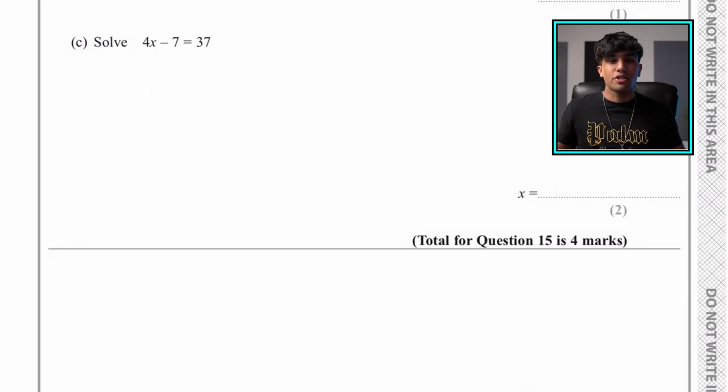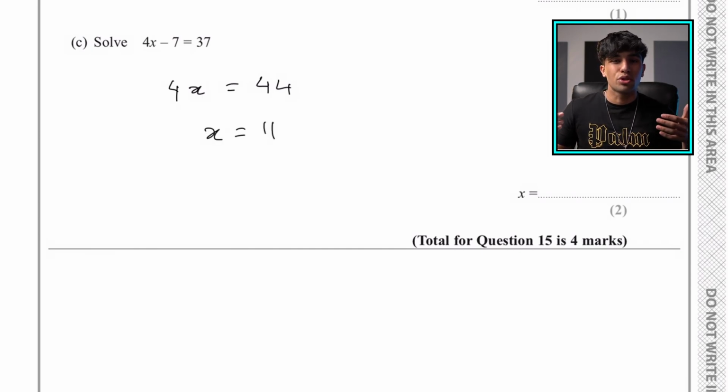For part C, we have to solve this algebra equation. Our first step is to try and get x on its own. To do that, we can bring the 7 to the other side. To get rid of the 4 in front of the x, we can divide both sides by 4. We get x is equal to 11.